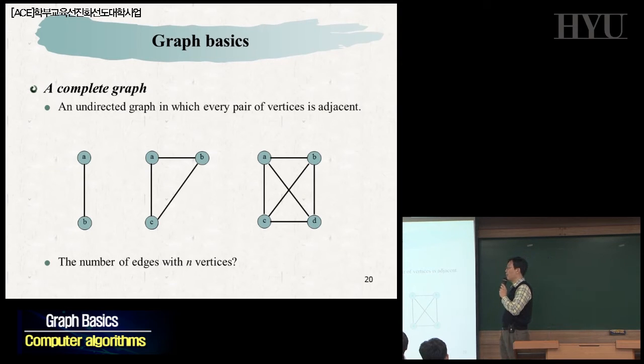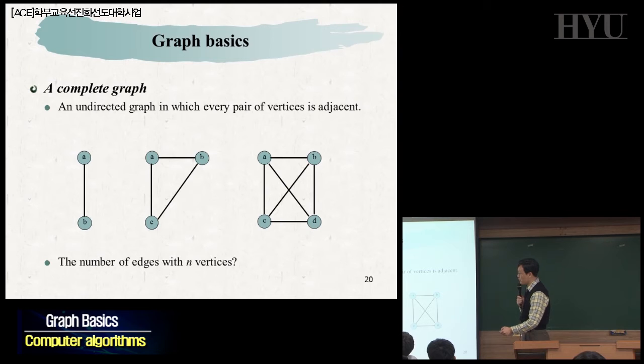And a complete graph. A complete graph is an undirected graph in which every pair of vertices is adjacent. Look at this. This is a complete graph with two vertices. And this is a complete graph with three vertices. And this is a complete graph with four vertices.